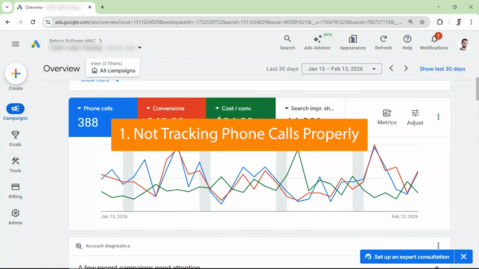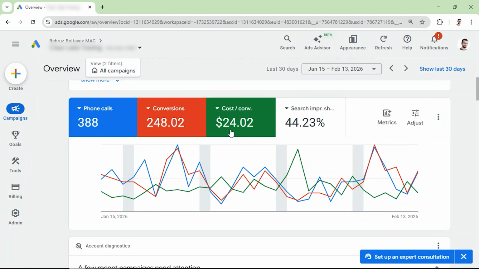The first thing is not tracking conversions properly, because conversion tracking is important and you can measure the campaign performance by looking at your conversion tracking metrics. And you might have phone calls coming from the ads, or you might have phone call conversion actions coming from the website, or you might sometimes have form submissions.